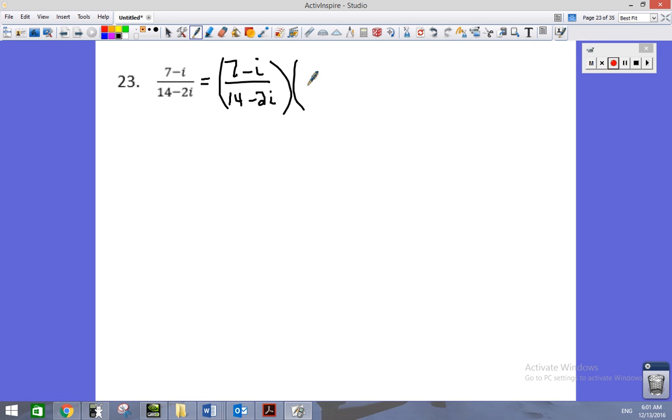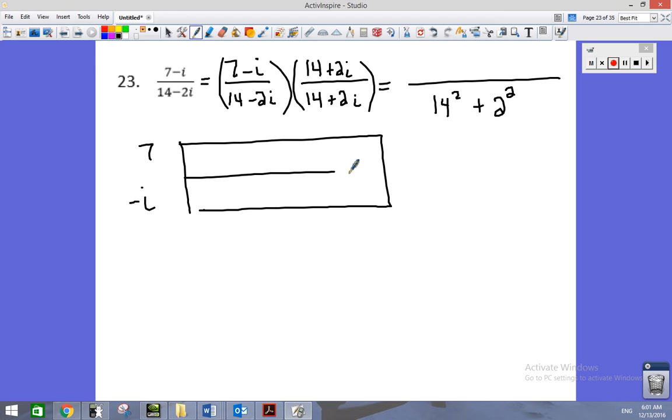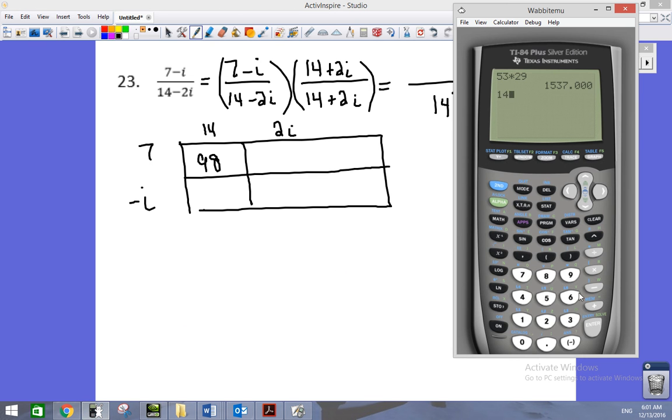So we'll multiply by 1. We'll multiply by the conjugate of the denominator. That'll get rid of the imaginary unit in the denominator. And is that right? Yeah.